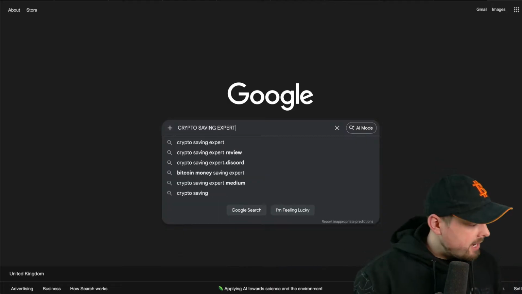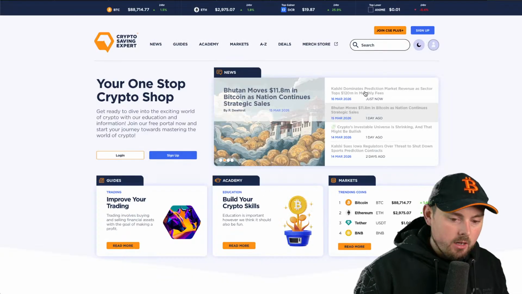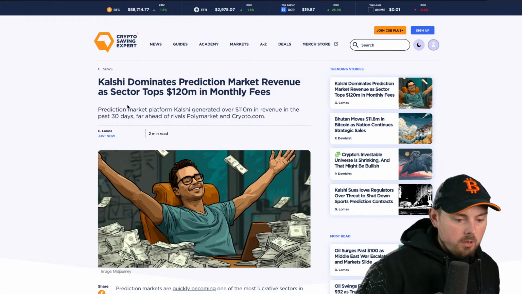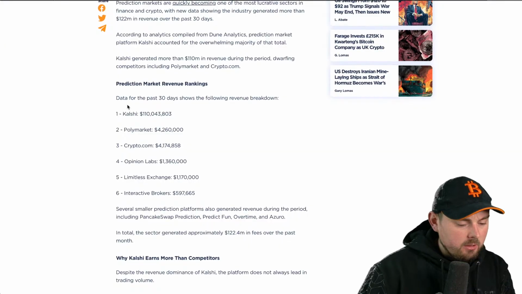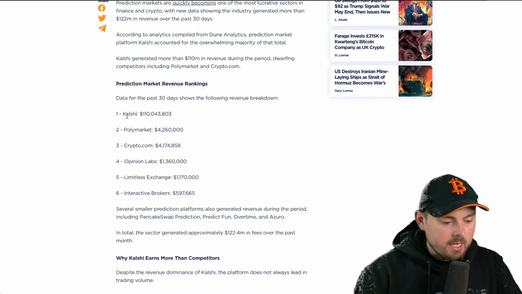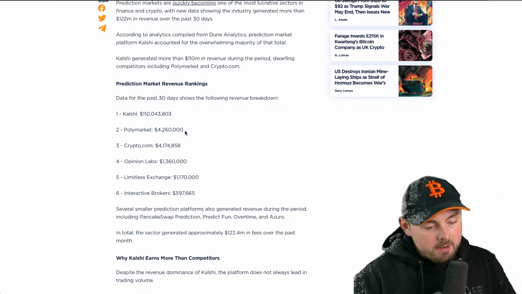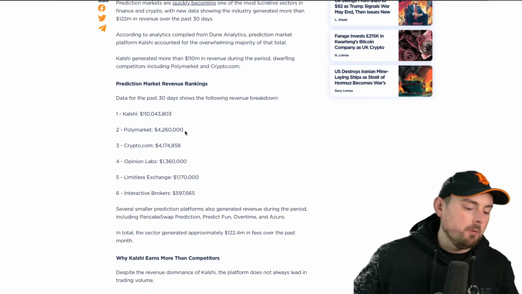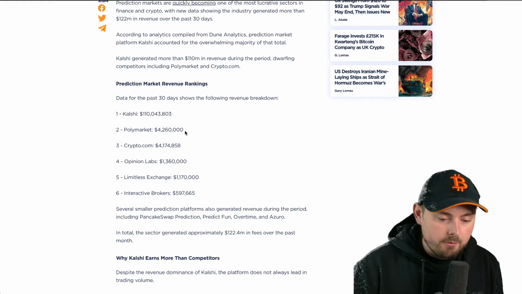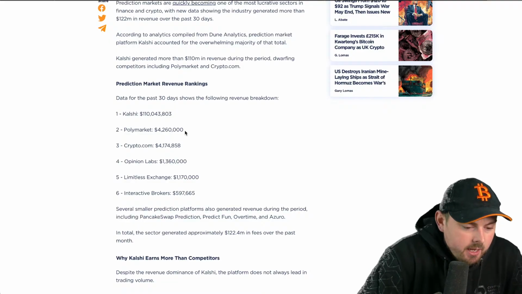I don't know if anyone else realised this, the complete disparity between Kalshi and Polymarket. It's absolutely wild. Kalshi just absolutely obliterates every other prediction market. This is the past 30 days of revenue: Kalshi 110 million, Polymarket 4.2 million. And bearing in mind this is revenue, not profit. So obviously we don't know the profit of Kalshi or Polymarket, or what ratios they're working on. But I think that's crazy.